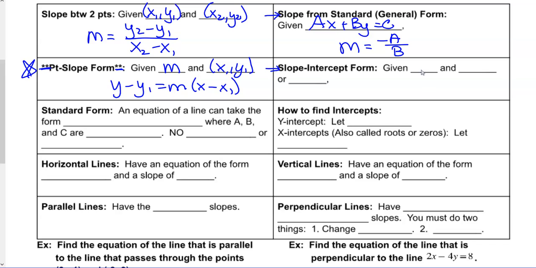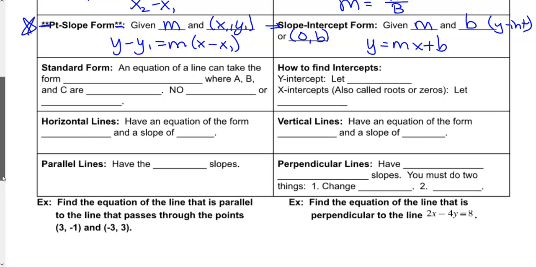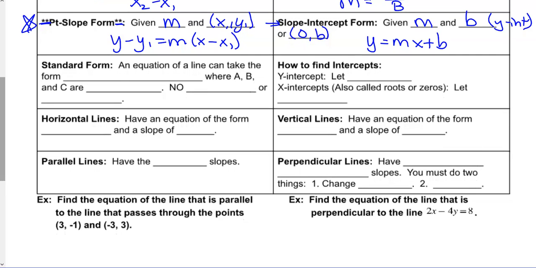Slope intercept form is where you are given an m and a b. Remember that m is your slope, b is your y-intercept. So if I write it as an ordered pair, it will be the point (0, b). For any y-intercept, our x is always equal to 0. So the slope-intercept form is y equals mx plus b. That's one that's ingrained in your head from Algebra 1 and Algebra 2. Then we have standard form. We talked about that up there.